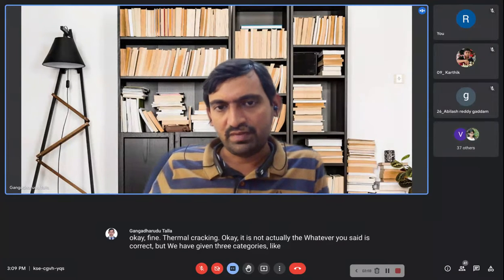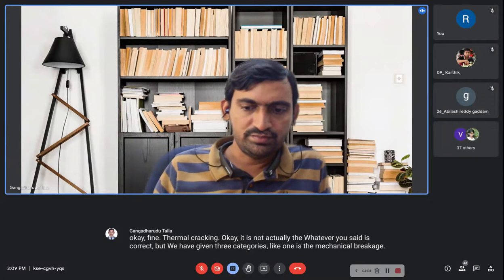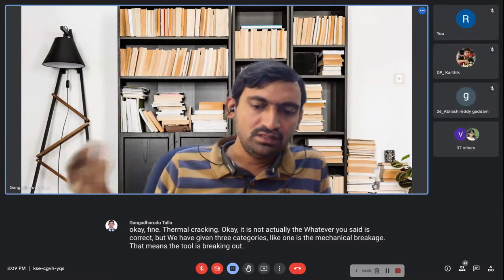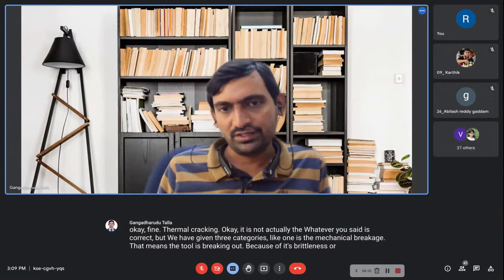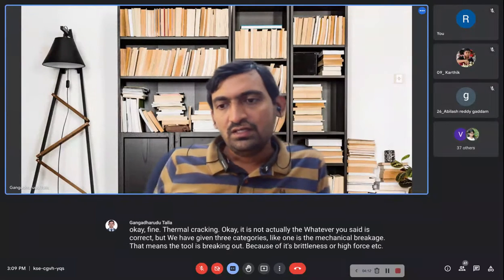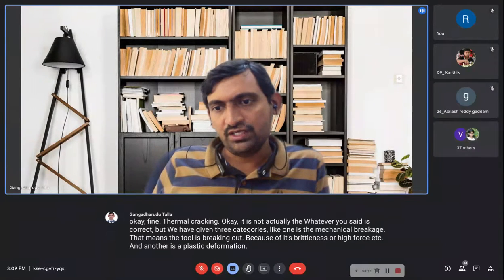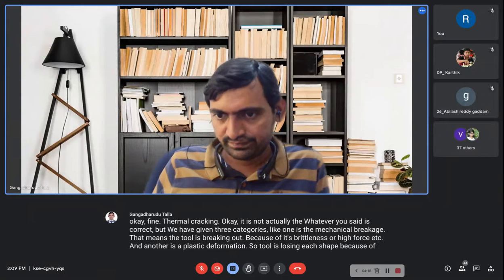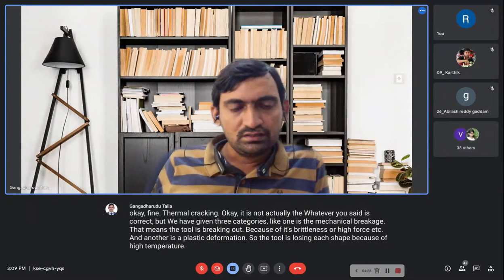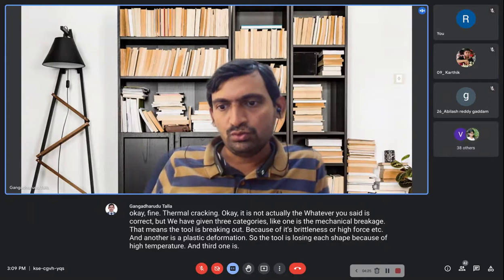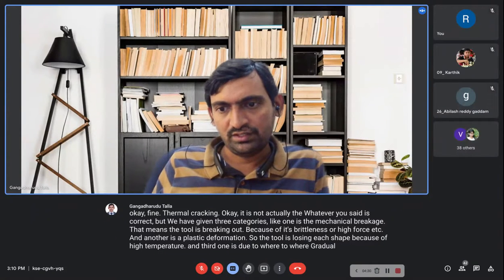Like one is mechanical breakage. So that means the tool is breaking out because of its brittleness or high force, etc. And another is plastic deformation. So tool is losing its shape because of high temperature. And third one is due to wear, tool wear. Okay, gradual tool wear. That is blunting of the tool.